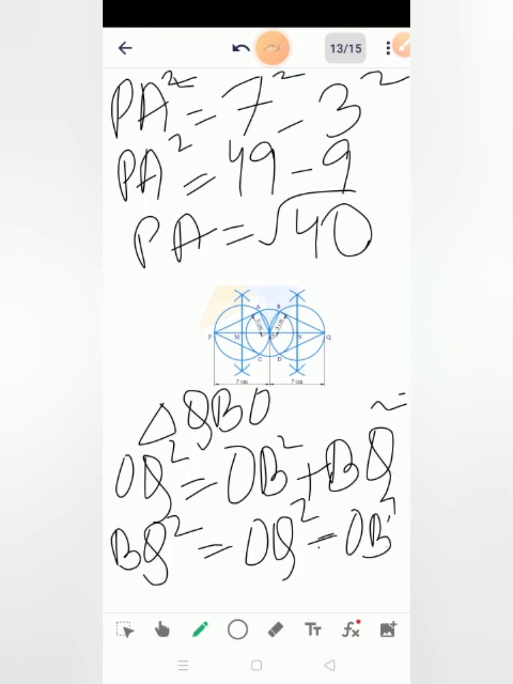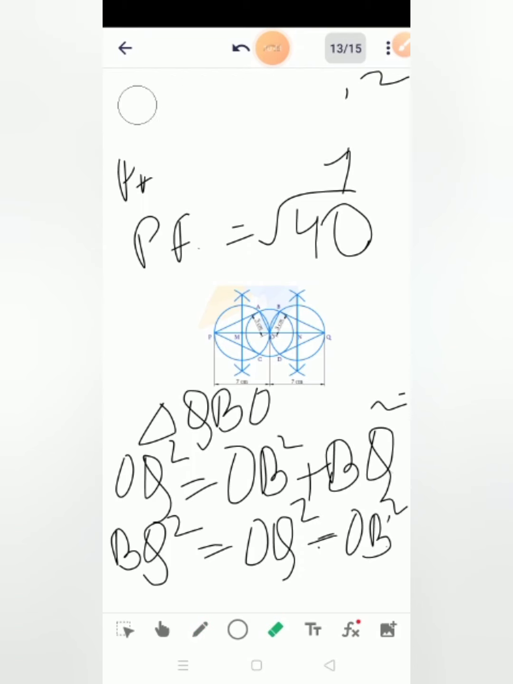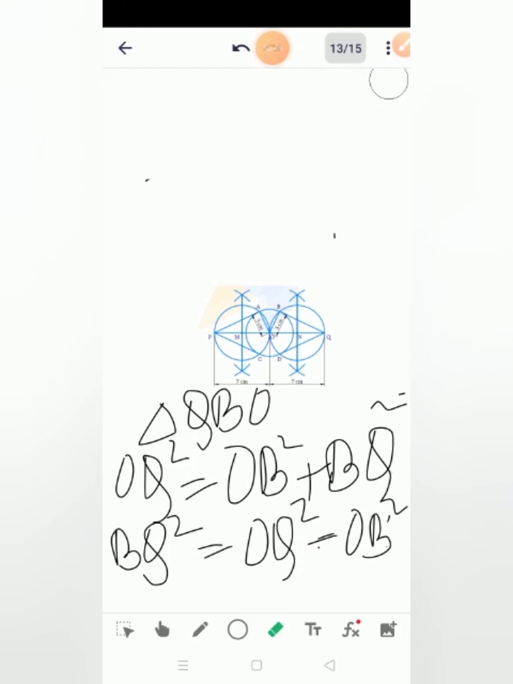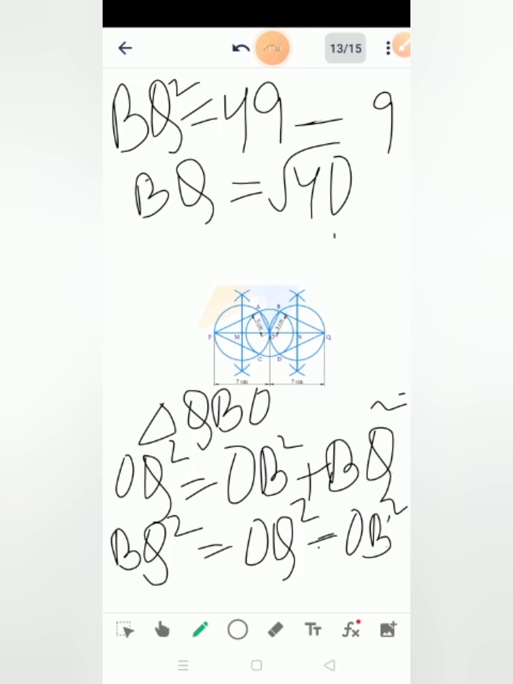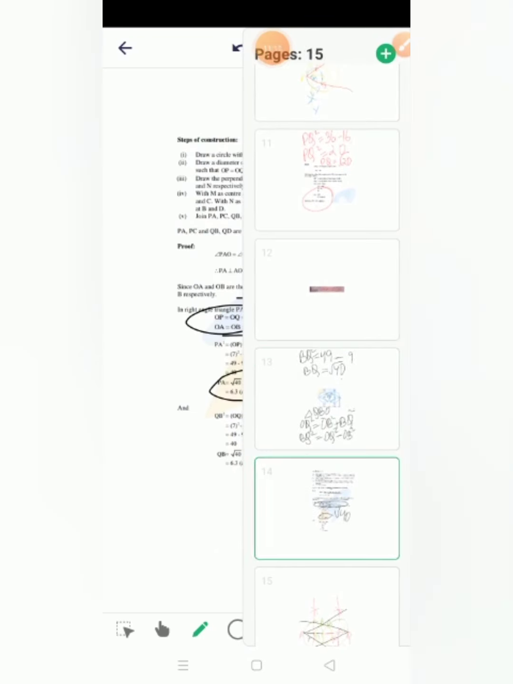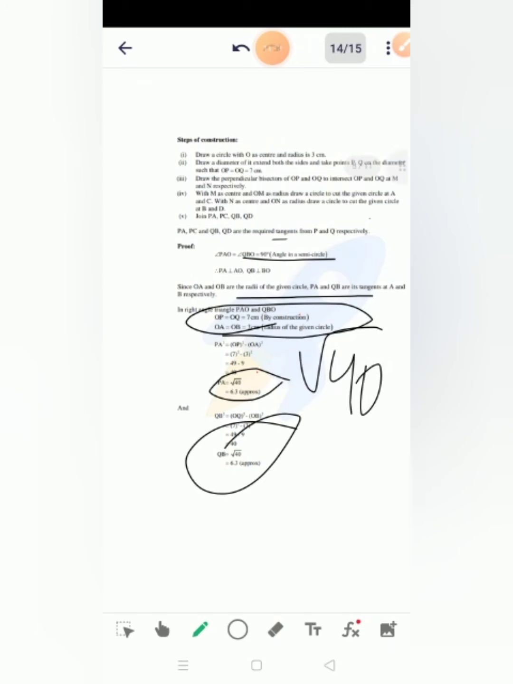So let's do it here. It would give us BQ square equal to OQ, which is 7 centimeters. So 7 square is 49 minus 3 square, that is 9. And you got BQ equal to root over 40, which was same as before, and you got your answer 6.3 approximately. So hence we have proven.